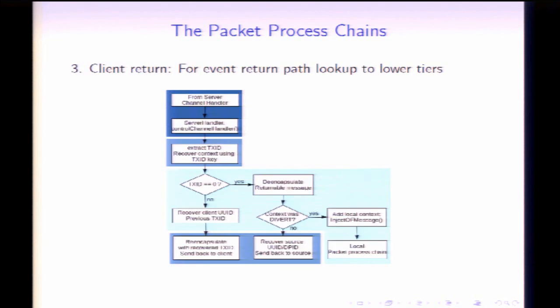And finally, there's the client return path, which is the translation of the transaction identifiers to figure out where the original message came from and where the event should be handed down to. So this would go from the higher tier, from the server channel handler, to either the client or the OpenFlow channel handler to another tier below, or the data plane.